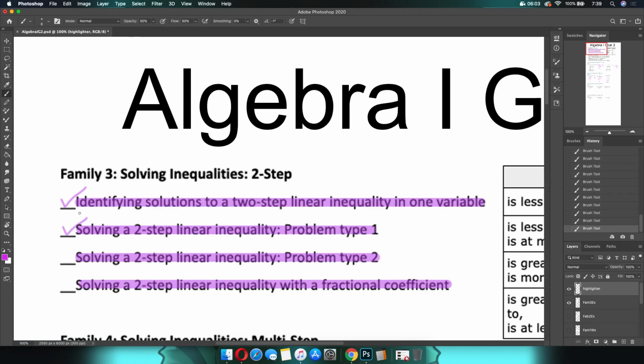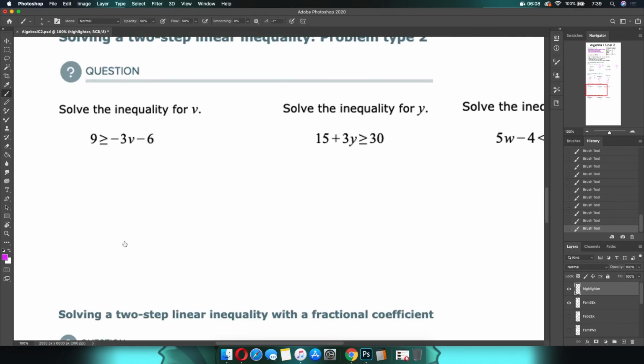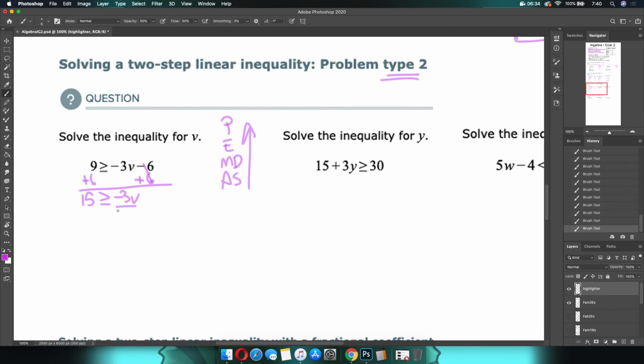So one more done. Next, problem type 2. Now these ones start to get a little bit different, and I want to show you why. Here we go again. We're going to add 6, because this is PEMDAS in reverse. So plus 6, cross that out, negative 3v, and then we have greater than or equal to 9, and 6 is 15. And this is why it's problem type 2, specifically, because we're going to be dividing by negative 3.